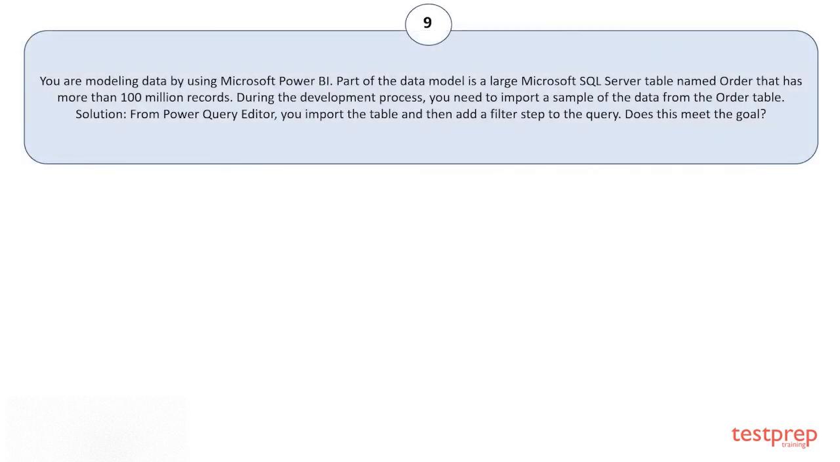You are modeling data by using Microsoft Power BI. Part of the data model is a large Microsoft SQL Server table named Order that has more than 100 million records. During the development process, you need to import a sample of the data from the order table. Solution: from Power Query Editor, you import the table and then add a filter step to the query. Does this meet the goal?